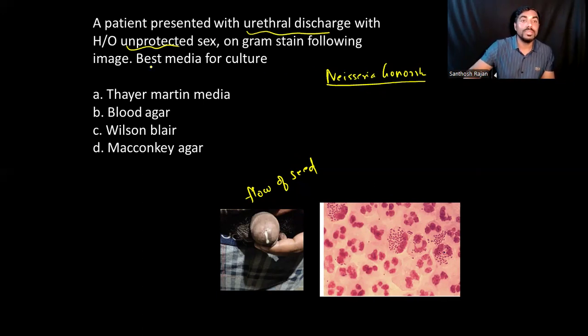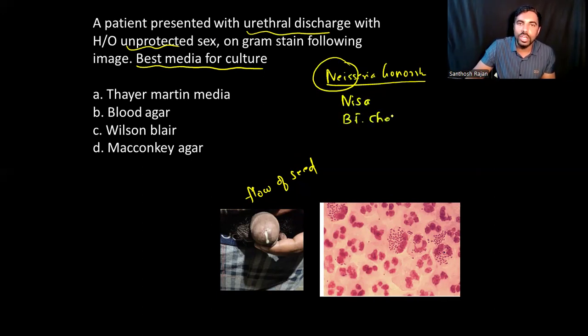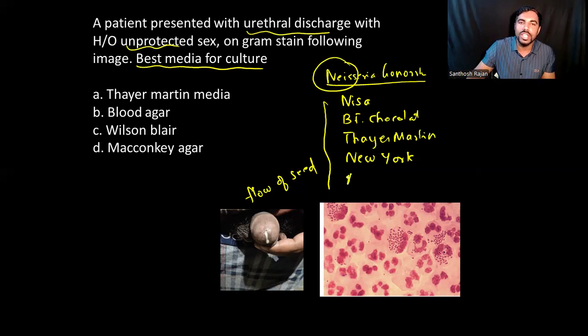Now they asked for the best media. Best media means they're asking about selective media. I always told you, when Neisseria gonorrhea comes, for both meningitis and gonorrhea it is the same, except for the transport media. Remember Nisha, Nisha's boyfriend is a chocolate boy. What is his name? His name is Thayer Martin, chocolate boy Thayer Martin. And he is from New York, okay? Nisha aims to travel to New York to marry him. Aims to travel to marry whom? To marry Thayer Martin.